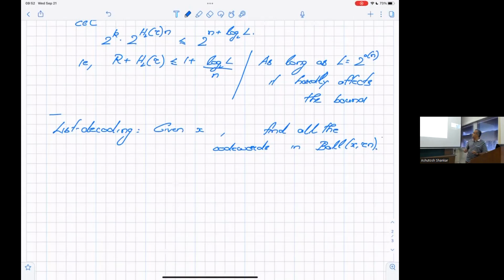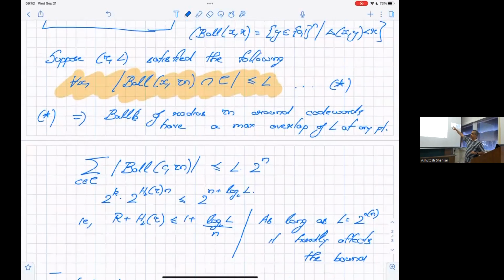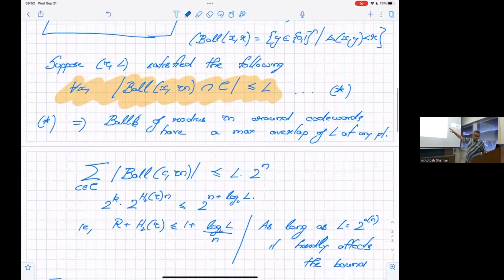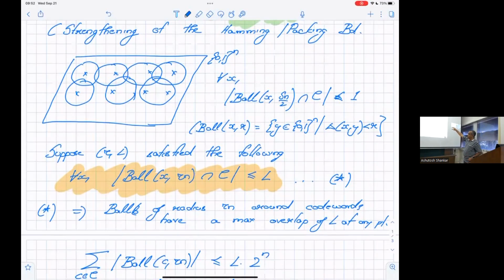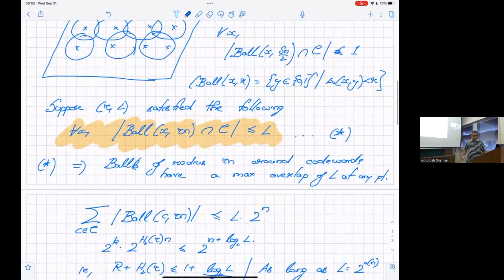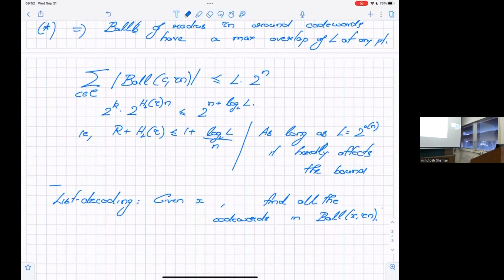This is the algorithmic question. This will be just the combinatorial statement. That's the combinatorial statement corresponding to unique decoding, and this one is for list decoding. Similarly, later on in the course, we will ask both algorithmic unique decoding and algorithmic list decoding.